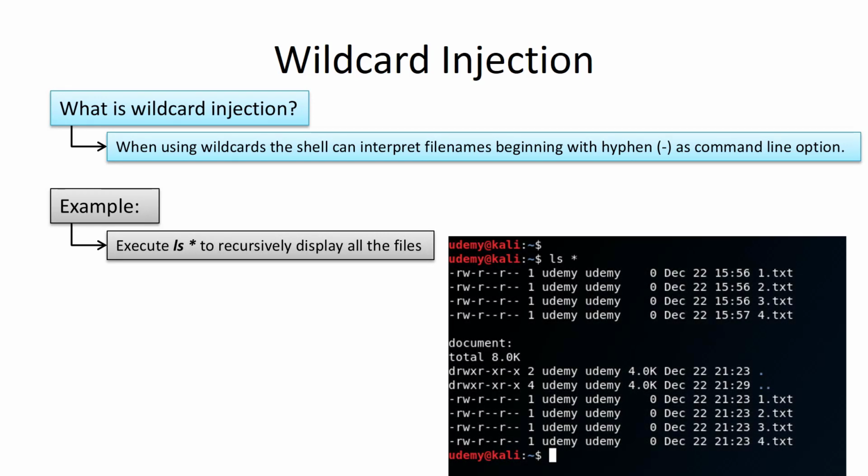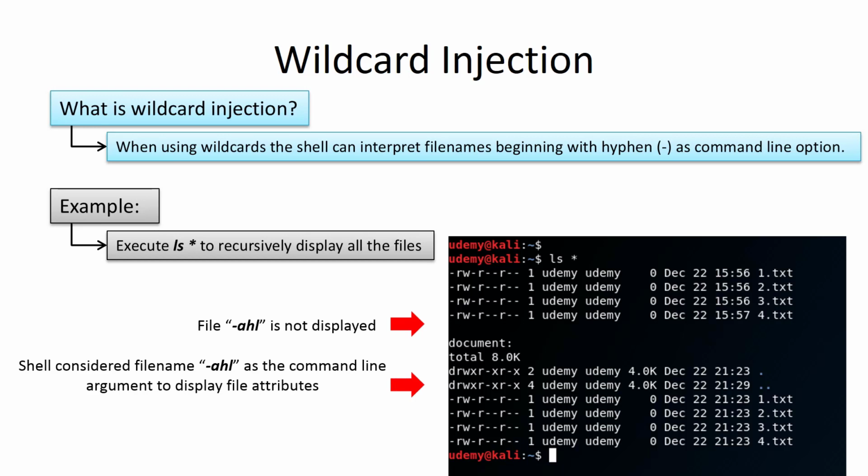Now I'm going to execute ls command with the asterisk wildcard to recursively display all the files. And look what we have now. Our file with name -ahl is not displayed. Instead, we can see file attributes and also hidden files. This happened because the shell considered newly created file name as the option of ls command. That is why it displayed what we didn't expect.